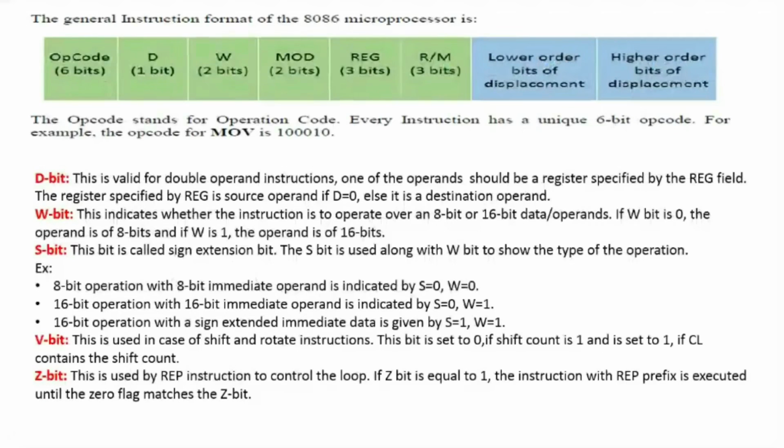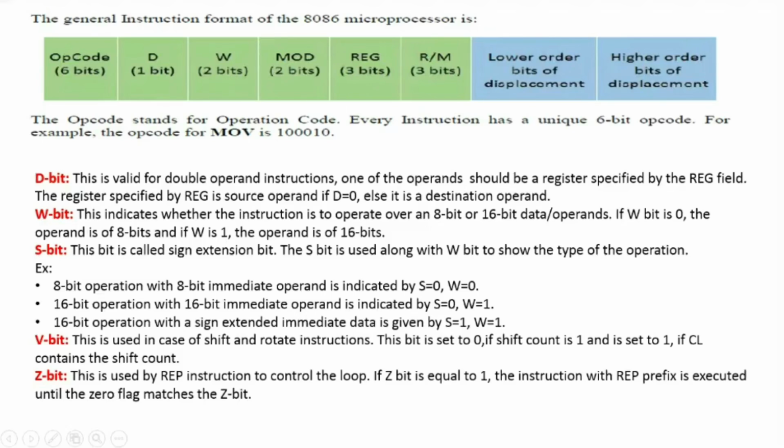So this is a general instruction format of the 8086 microprocessor. We have 1 byte, 2 byte, 3 byte, 4 byte, as well as another 2 bytes for data: lower order data and higher order data. Totally, we can have 6 bytes of instruction in the 8086 processor.